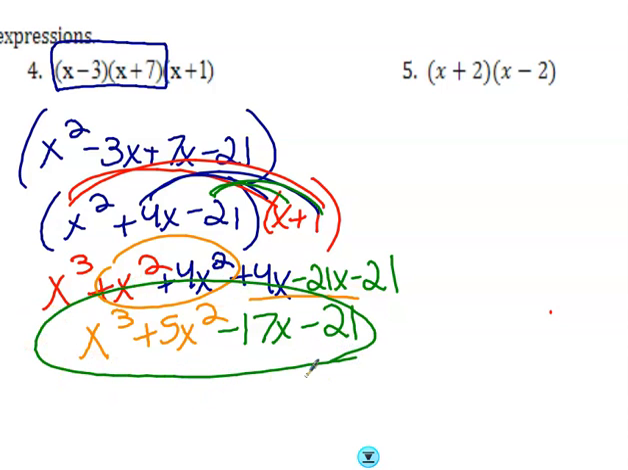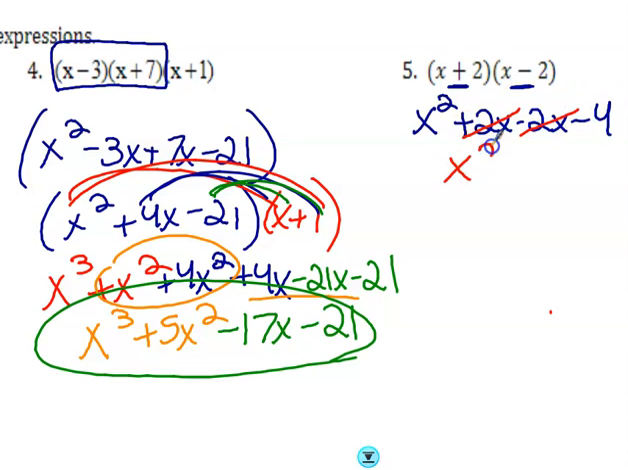All right, number 5 should look very familiar. This is a special case binomial. Okay, so what happens for this one, I get x squared plus 2x minus 4. So what happens to the middle? Goodbye. So then I have x squared minus 4. Okay, so we have the difference of squares. So that's a review of that concept. All right, moving right along.